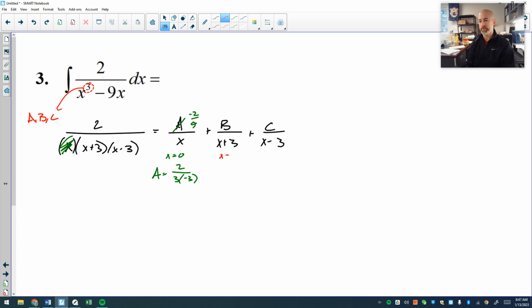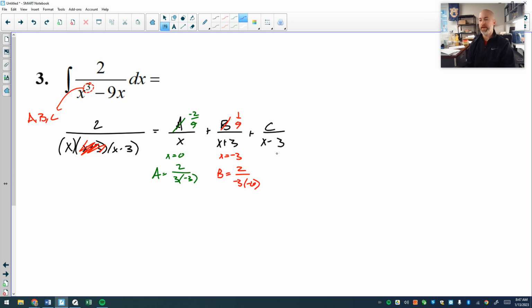Repeat for b. I need to plug in negative 3, and I need to cover up the x plus 3. I cover that up, and I plug negative 3 into all the remaining terms. So b is 2 over negative 3 times negative 3 minus 3, which is negative 6. That's 2 over 18, which is 1 over 9. Ugly constants in this one.